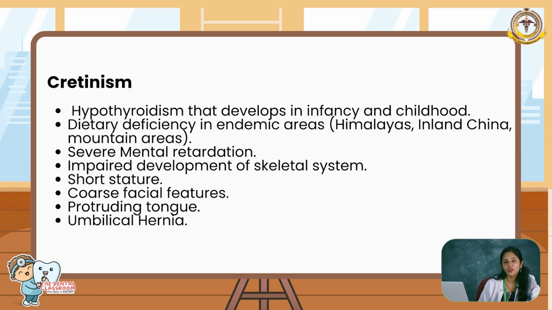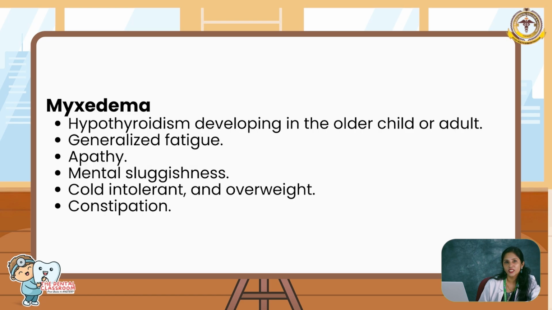If you see hypothyroidism in infancy and childhood, you call it cretinism. Cretinism is very common in hill areas where iodine is deficient. The patient will have severe mental retardation, short stature, coarse facial features, protruding tongue and umbilical hernia. These are the signs and symptoms. What is myxedema? Hypothyroidism developing in an older child or adult we call myxedema. The patient will have generalized fatigue, apathy, mental sluggishness, cold intolerance and constipation.